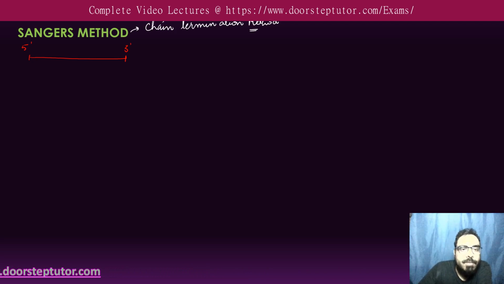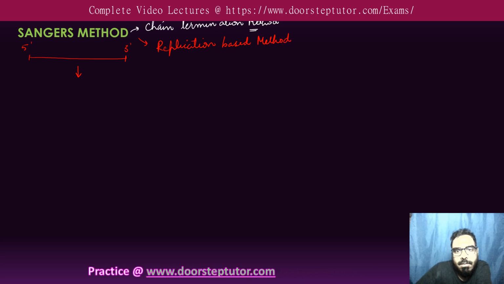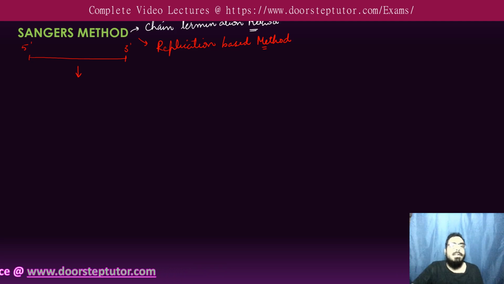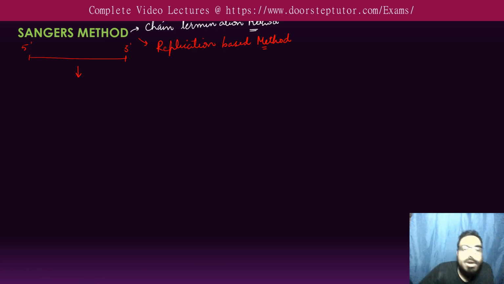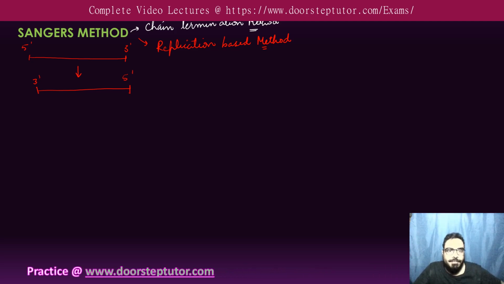Now, first of all, this is a replication based method. Sanger's method is also known as the chain termination method, and it is a replication based method. Because the replication starts from 3 prime to 5 prime, let's draw it like this. It's 3 prime to 5 prime, and this is the fragment whose sequence you want to know.